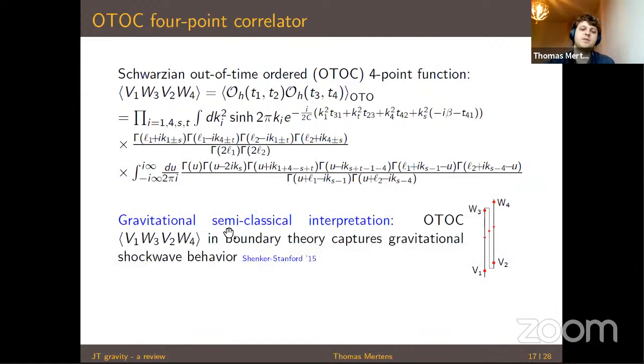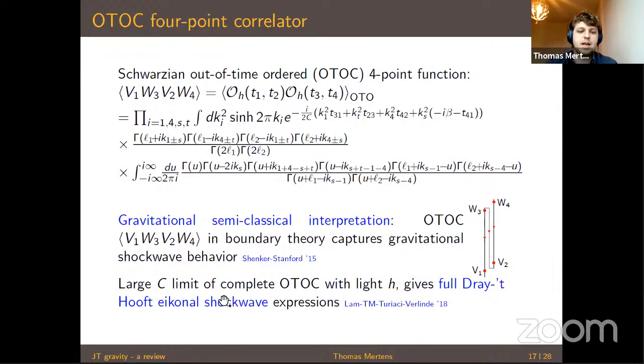But this thing has a well-known gravitational semi-classical interpretation, which was beautifully shown by papers by Shenker and Stanford 5 years ago, where the out-of-time-ordered correlation function in the boundary theory captures the bulk gravitational shockwave behavior. Indeed, you can take the semi-classical regime of this complicated expression, and it fully gives you the 't Hooft eikonal shockwave expressions. But this goes beyond shockwave scattering. It contains the full gravitational answer to the out-of-time-ordered correlation function. So this was just another example.